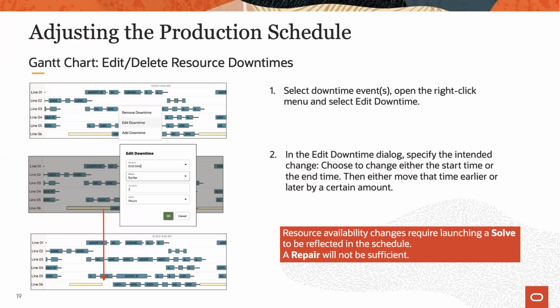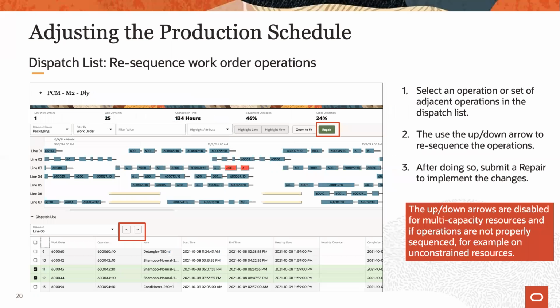To edit or delete a downtime, select the downtime event, open the right mouse menu, and specify the appropriate option, either edit or remove. In this example, the end time is shifted earlier by 2 hours, which corresponds to starting the subsequent shift 2 hours sooner than previously. Again, it's a calendar change, so this requires a solve. A repair is not sufficient.